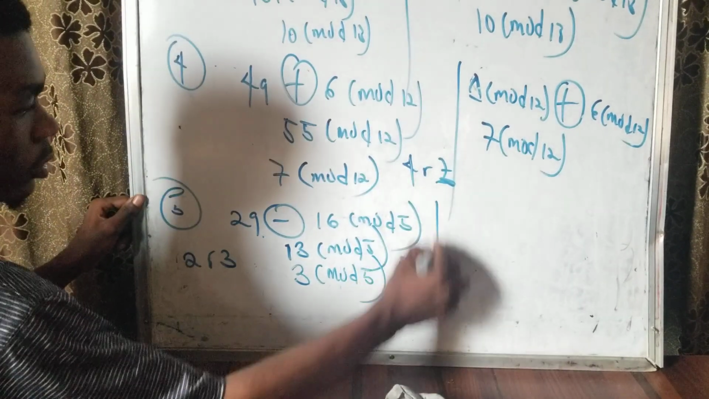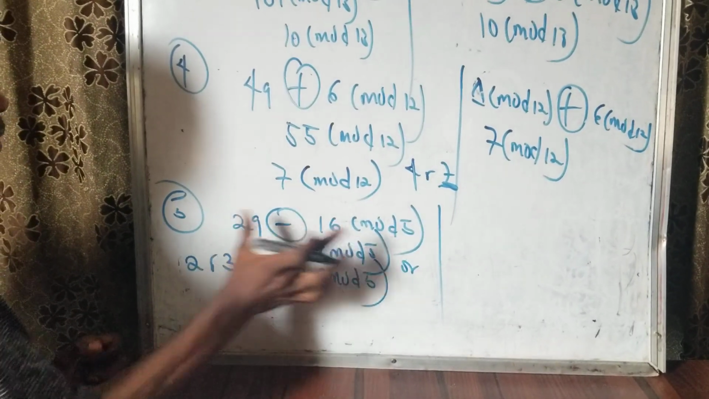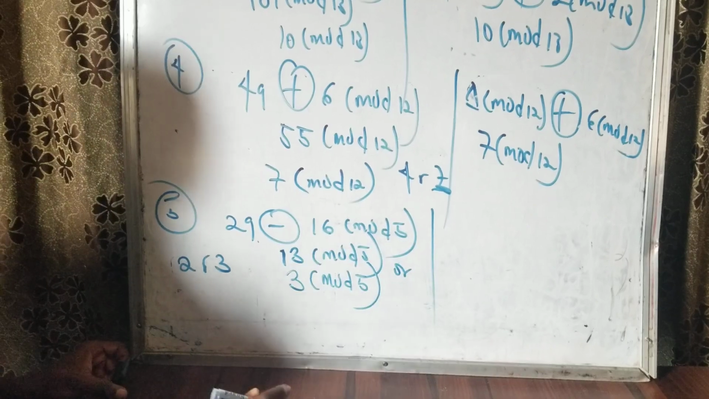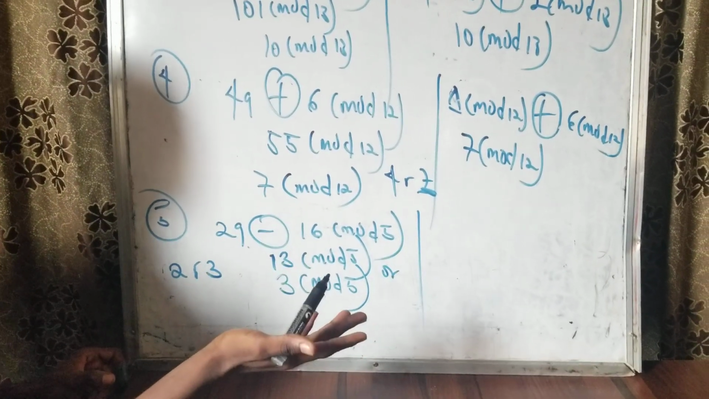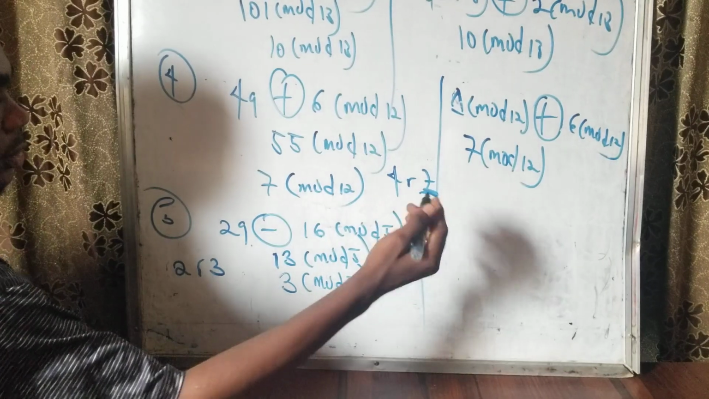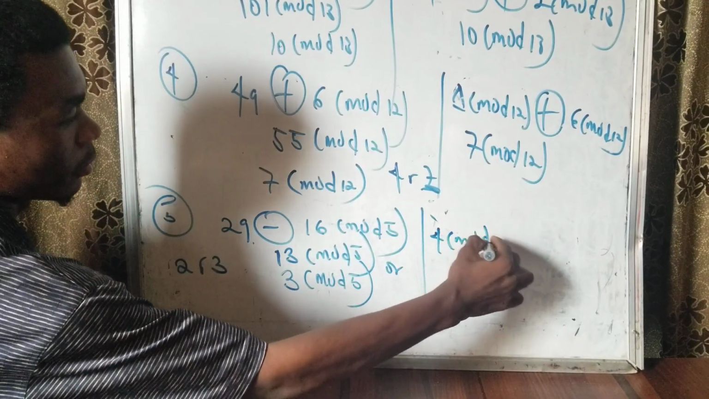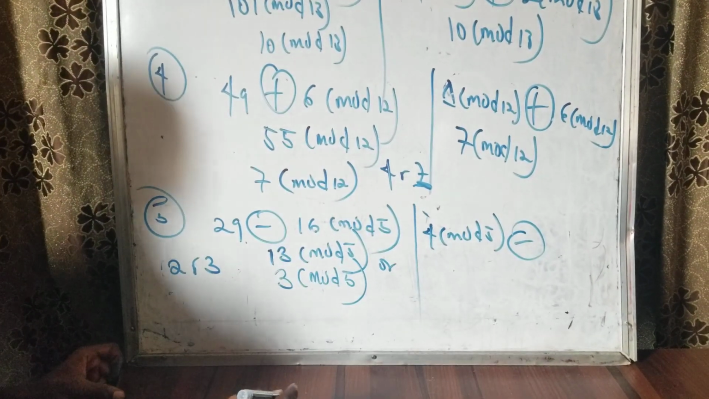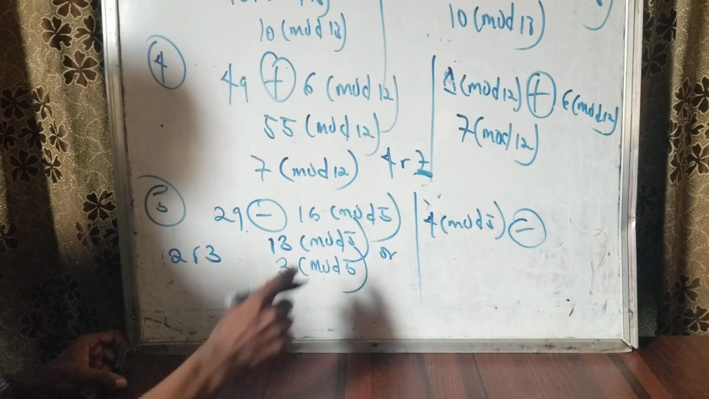Do we get that? Or if you don't really want to do it like that, what do you think you can do? You can just split both of them by saying 29 mod 5. How many times will 5 go in 29? It will go 5 times, remainder 4. Do we get that? So that's 4 mod 5 minus, how many times are we going to find 5 going into 16?